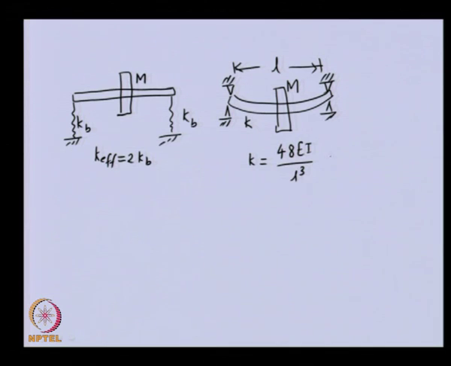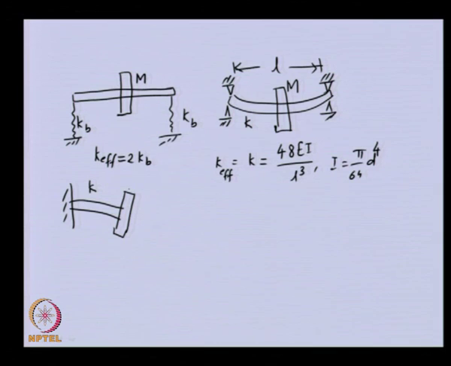And for a circular shaft we know I is pi by 64 d to the power 4, where d is the diameter. So, the effective stiffness which this disc is experiencing from the shaft is this much. We can have other systems like a flexible shaft with a cantilever beam model, in which the shaft is massless but the disc has some mass. In this case the stiffness is given as 3 EI by L cube.